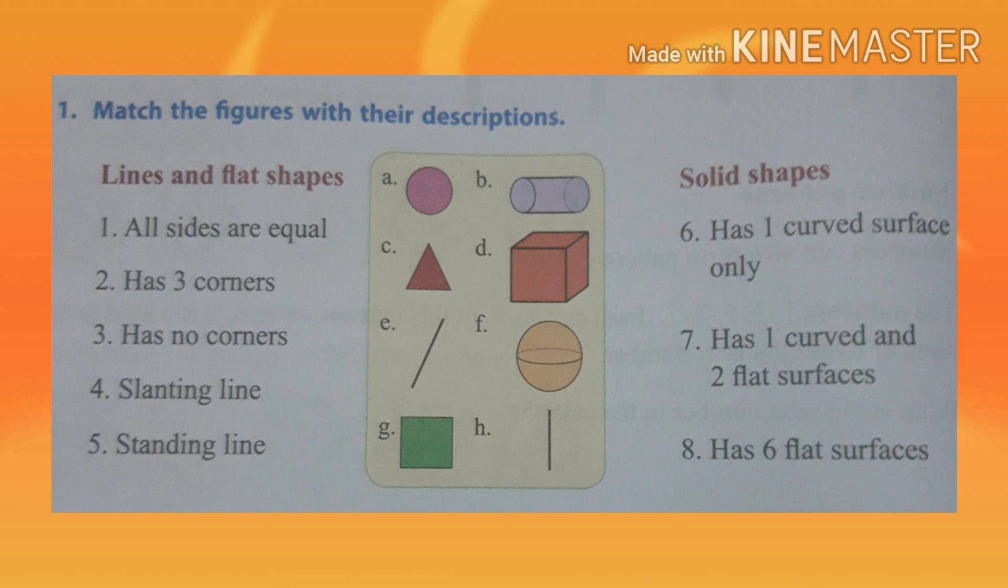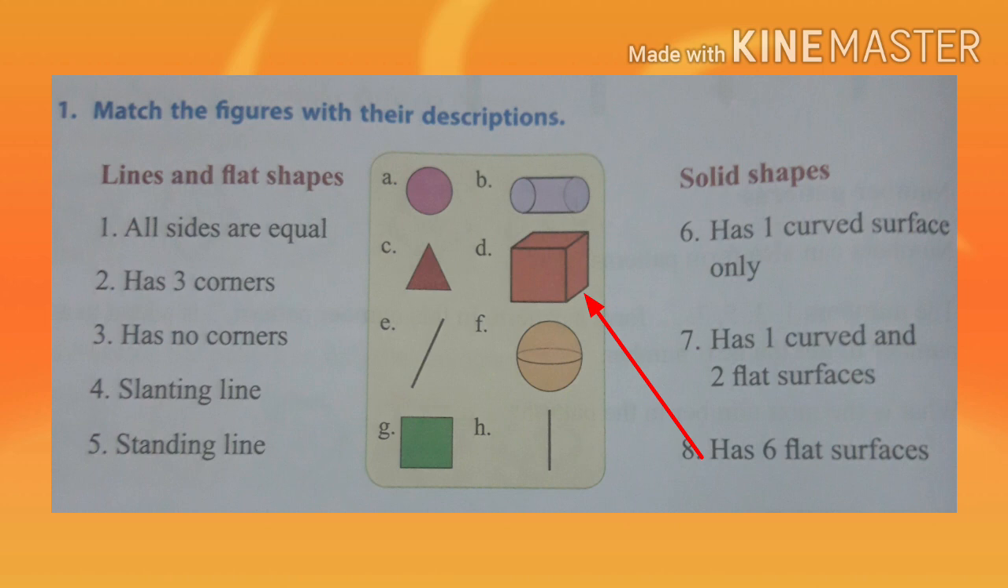Then about solid shapes. Has one curved surface only. So which shape? Yes, sphere. The seventh one, shape has one curved and 2 flat surfaces. Which shape is it? Okay, cylinder. So match it with cylinder. Then the eighth one has 6 flat surfaces. So which shape has 6 flat surfaces? Cube. Okay, so cube is given here. So you can match it with cube.